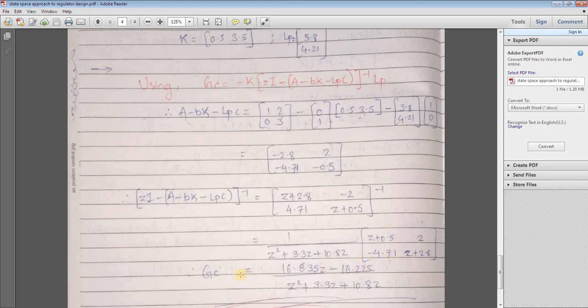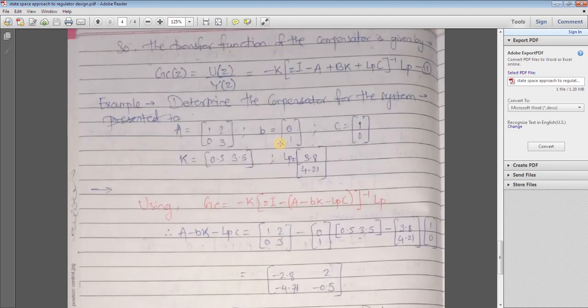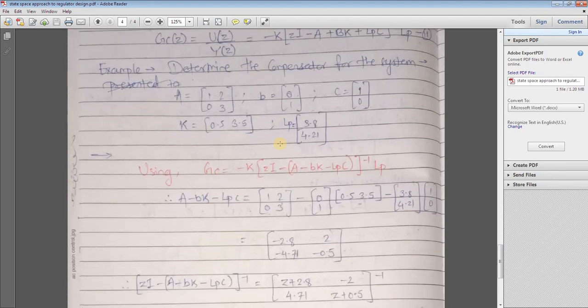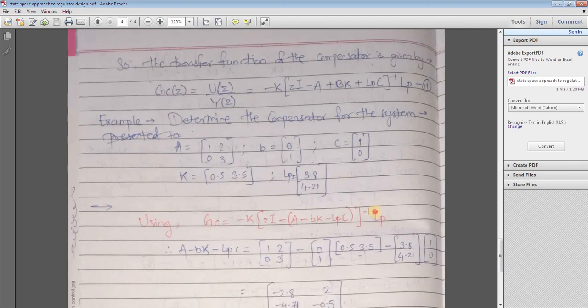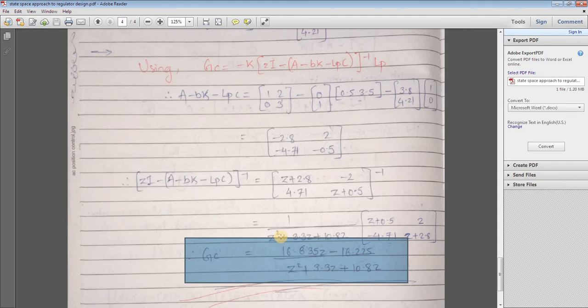So this is the inverse, and after multiplying these to each other, we will get this as an answer. This is the controller. Here minus K is not taken, so we can also ignore L_P and minus K because it is already there, and we can only take this much, the inverse of the characteristic polynomial, to find out this compensator.